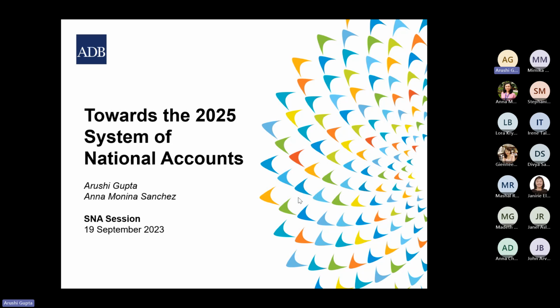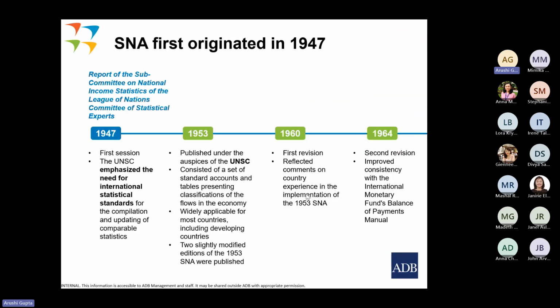Until now, we had been following the 2008 SNA framework, and the 2025 framework that we're moving towards is a new update to the manual, and it will include some new topics as well as revisions for some previous topics that are included in the SNA. Just to give a brief background and historical overview of the System of National Accounts, the main objective, as we all know, is to provide a comprehensive conceptual and accounting framework for compiling and reporting macroeconomic statistics for analyzing and evaluating the performance of the economy.